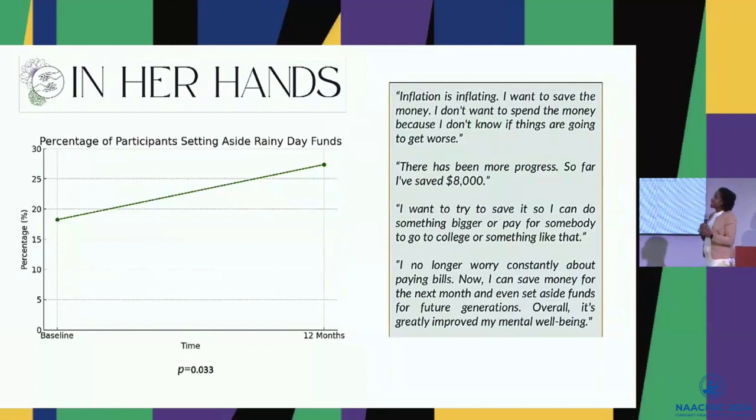And the upside of that is that the percentage of participants that were able to set aside rainy day funds increased. At the start of the program, maybe less than 20% of participants were able to do that. But 12 months in, close to almost 30% of them were able to set aside funds. One participant related to me in an interview that they were able to save close to $8,000. And I had to check my bank account and see if I had $8,000. So, very inspiring. Next slide.